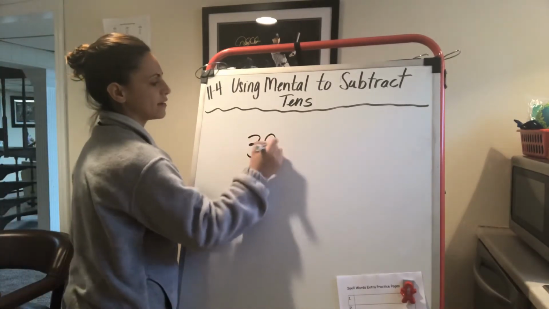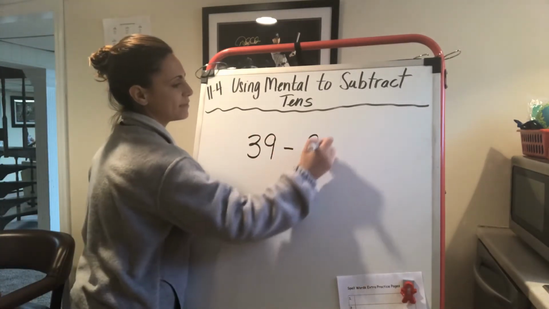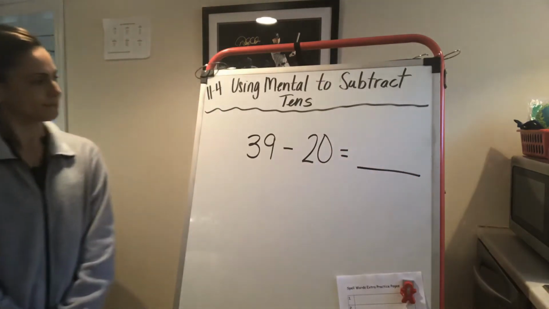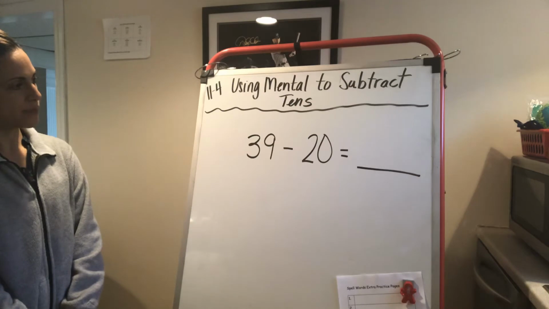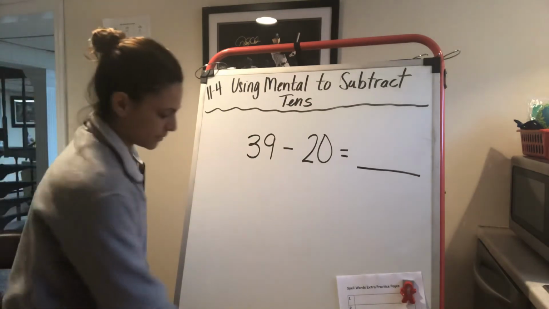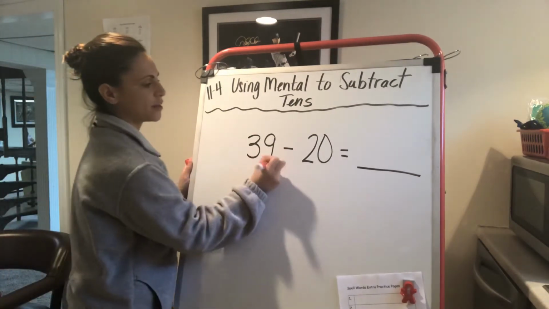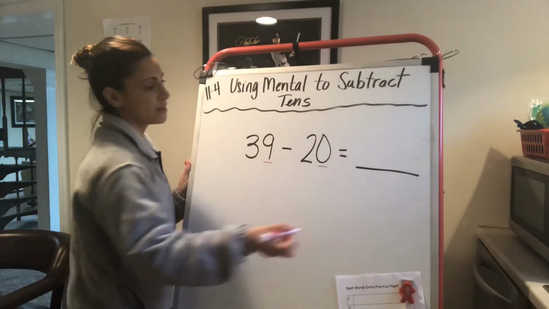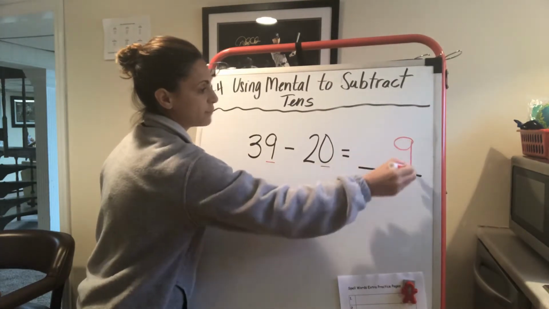39 minus 20 again. Okay, look at the ones, look at the tens. I'll underline your ones. You're starting with 9, you're taking away 0. What are you going to be left with? 9. You didn't take anything away, so you're left with 9.